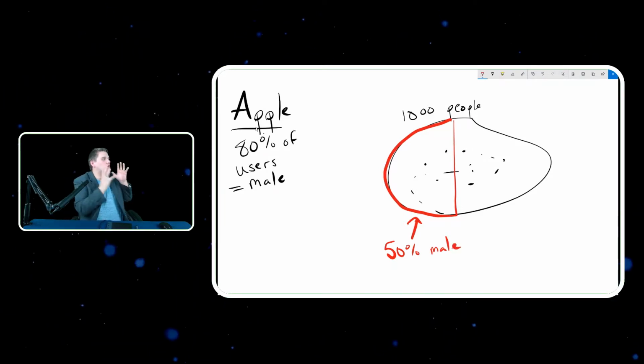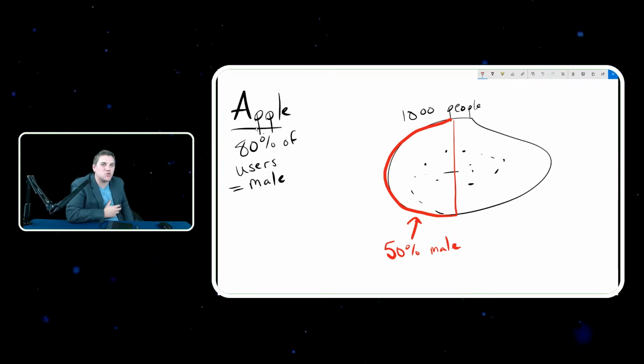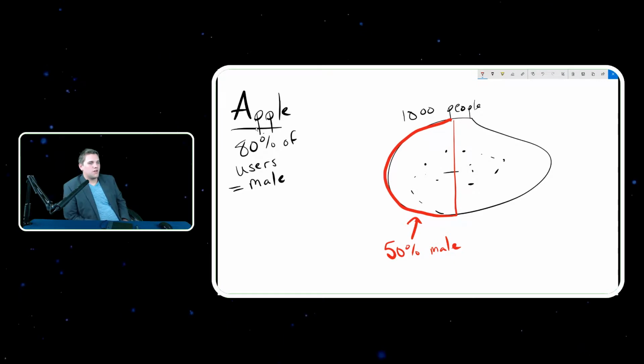So just from looking at this image here, it looks like Apple is wrong, right? I mean, I surveyed 1,000 people. That's quite a bit. And 50% were male. Whereas Apple is saying 80% of the population of Apple users is male. That doesn't look like the case.